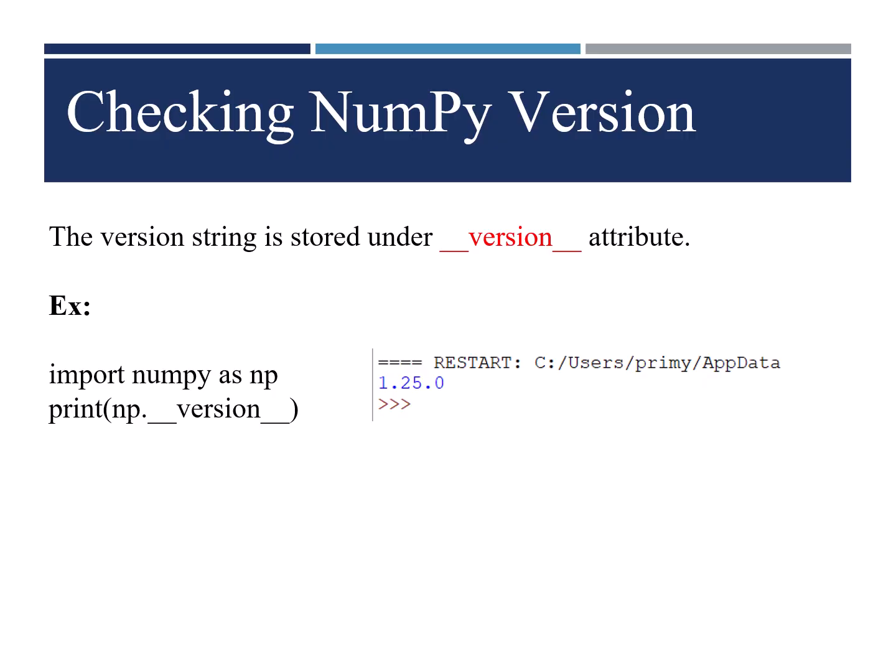Checking the NumPy version. To check the version of NumPy, we have an attribute, the version attribute. So, import numpy as np, print of np.__version__. And the current version of NumPy is 1.25.0.